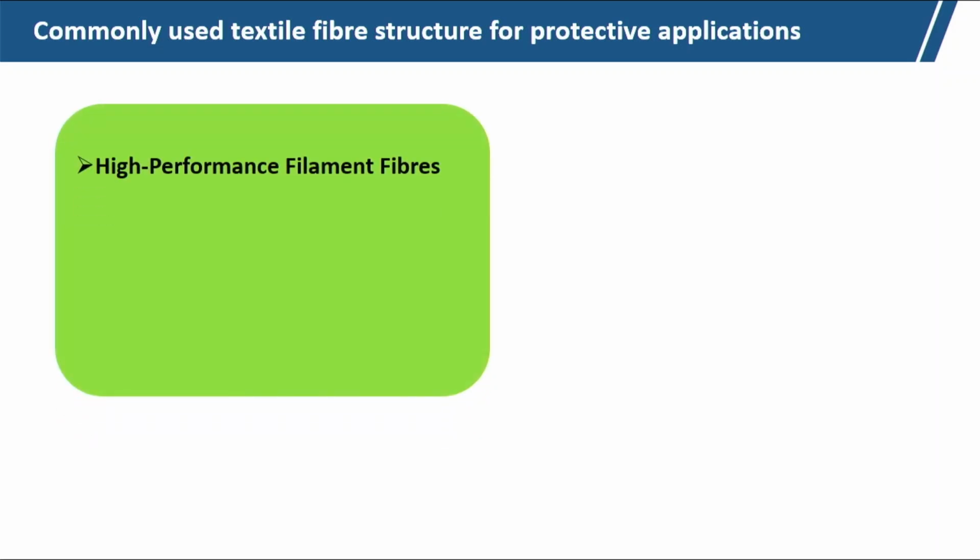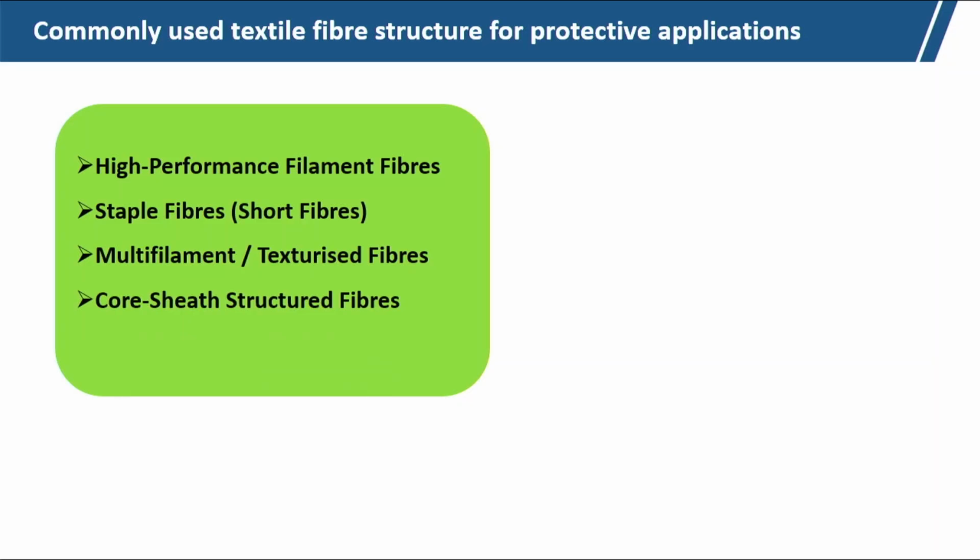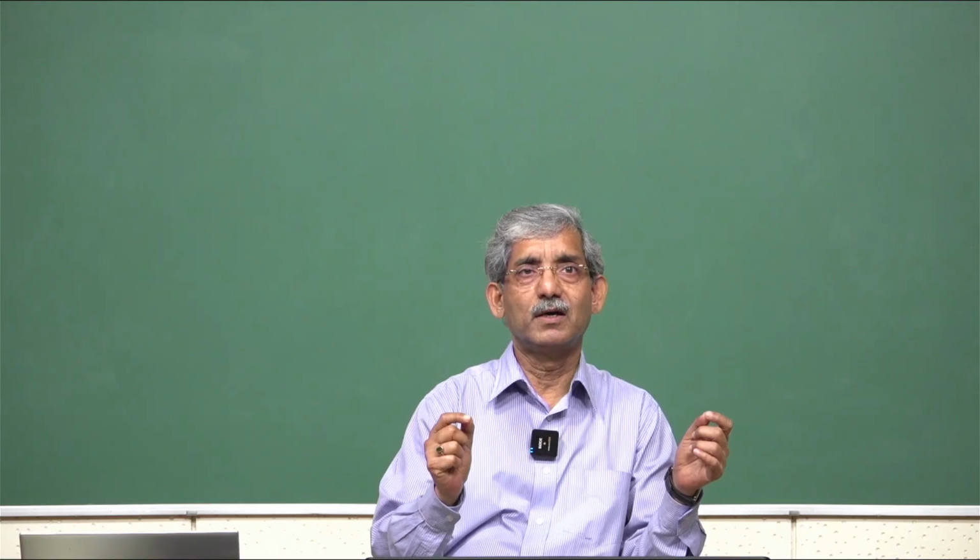Commonly used textile fiber structures for protective applications. Different fiber structures are used: high performance filament, staple fiber, that is in short form, multifilament or textured fiber, core sheath structure of fiber, micro and nano fiber.